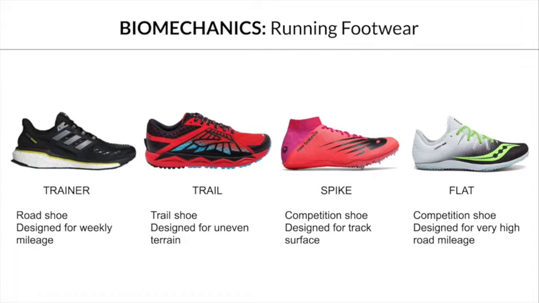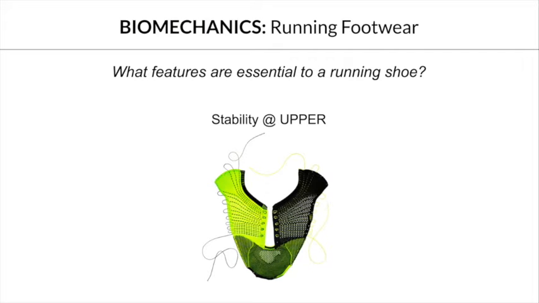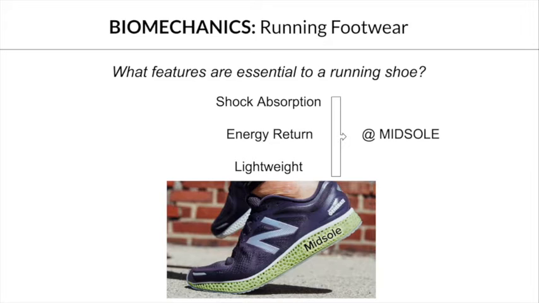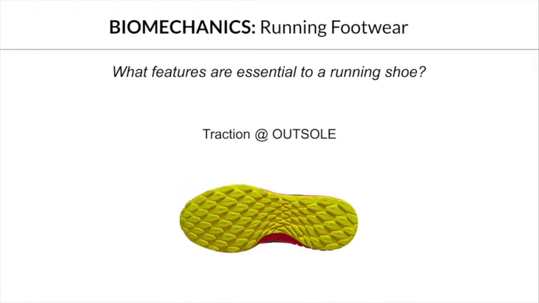These problems to be solved are divided into different elements of the shoe. Stability, for one, is often factored in at the upper. Shock absorption, energy return, and the weight of the shoe are all cushioning solutions solved at the midsole. When we look at traction, that's an outsole solution. We will start at the upper.